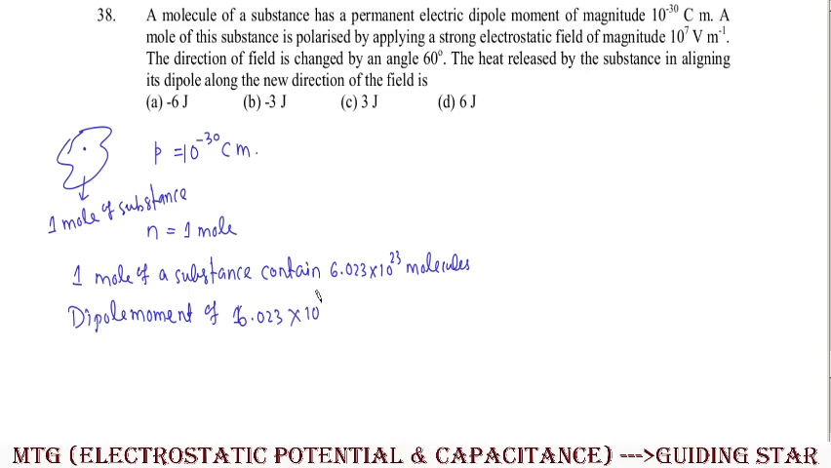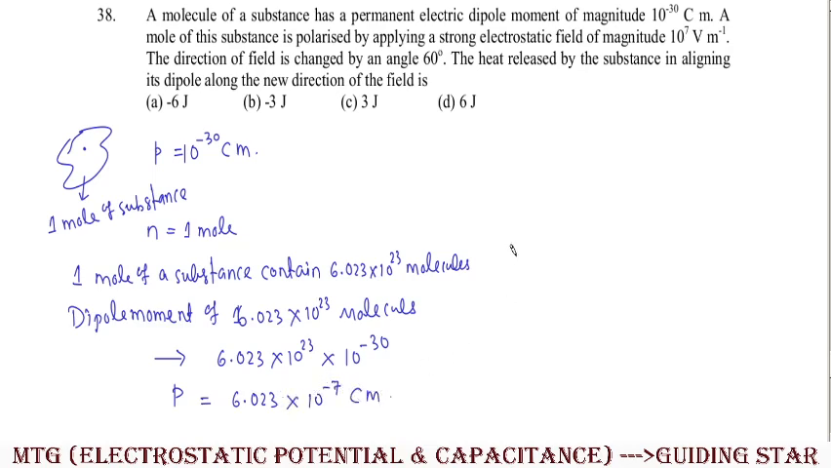6.023 into 10 to the power 23 molecules will be how much? It will be simply equal to 6.023 into 10 to the power 23 into the dipole moment of a single one, that is 10 to the power minus 30. So the dipole moment will be approximately 6.023 into 10 to the power minus 7 coulomb meter. Okay, this is the dipole moment of the given substance.